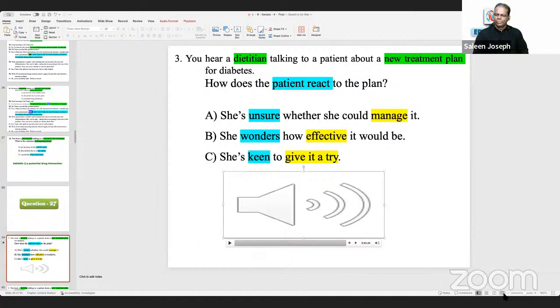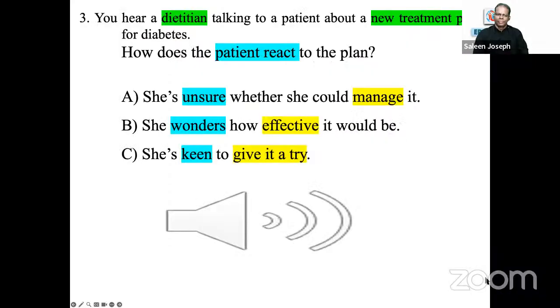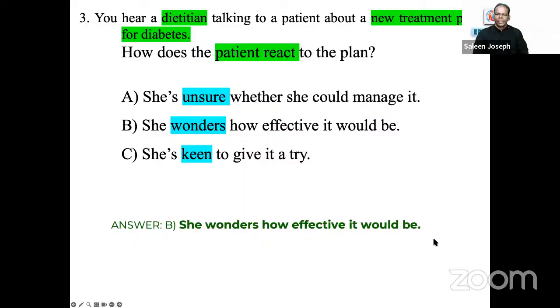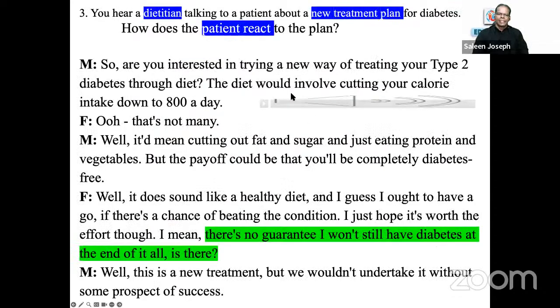Any idea? B, Father. B option. B. She wonders how effective it would be. Just listen, okay, with the script. With the script, it starts from here. So listen and write down, okay, and understand.